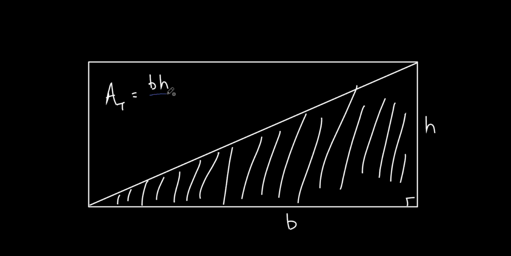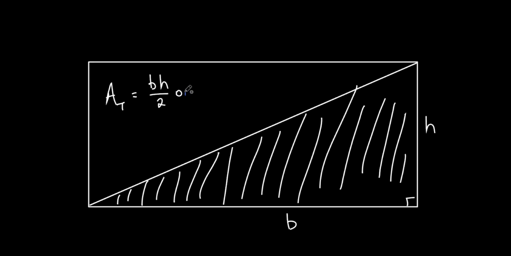So how do I find the triangle? I just take the base times the height and do what to it? Divide it by 2. Does that make sense? Is it what? Yeah, AT. Why AT? Appalachian Trail? No. What is it? Area of triangle. That's right. Area of a triangle.